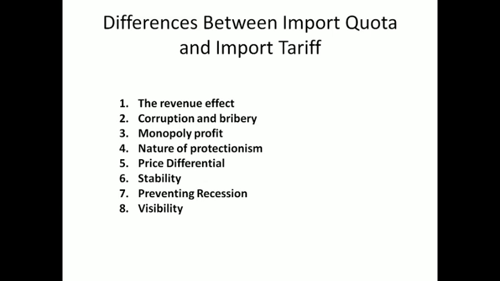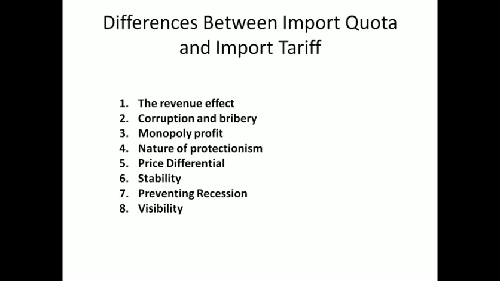Then we have the third difference between these two, monopoly profit. Monopoly profit is possible in case of the imposition of an import quota. The quotas create a monopoly profit for those who have import licenses. This means that consumer surplus is converted into monopoly profit. Thus, quotas are likely to lead to a greater loss of consumer welfare. Whereas, if a tariff is imposed, the domestic price will be equal to the import price plus tariff.